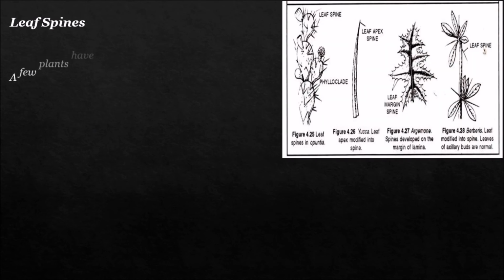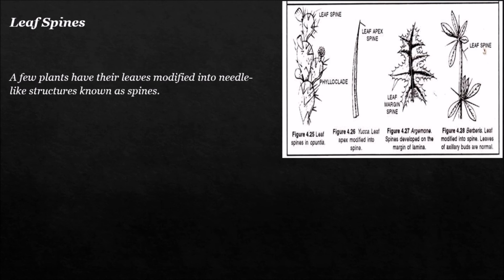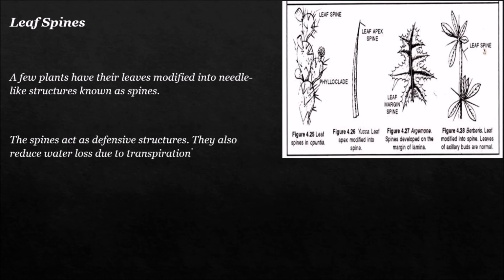Leaf spines. So what are leaf spines? A few plants having their leaves modified into needle-like structures are called spines. The spines act as defensive structures. They also reduce the water loss due to transpiration.